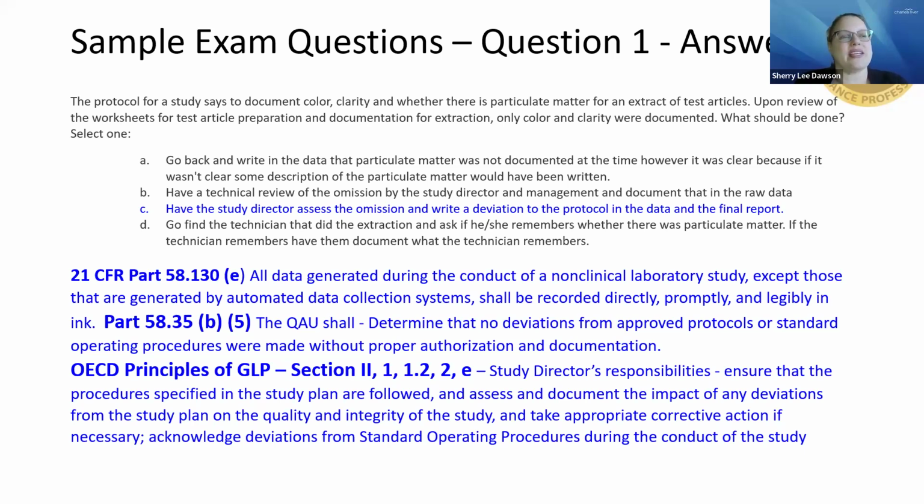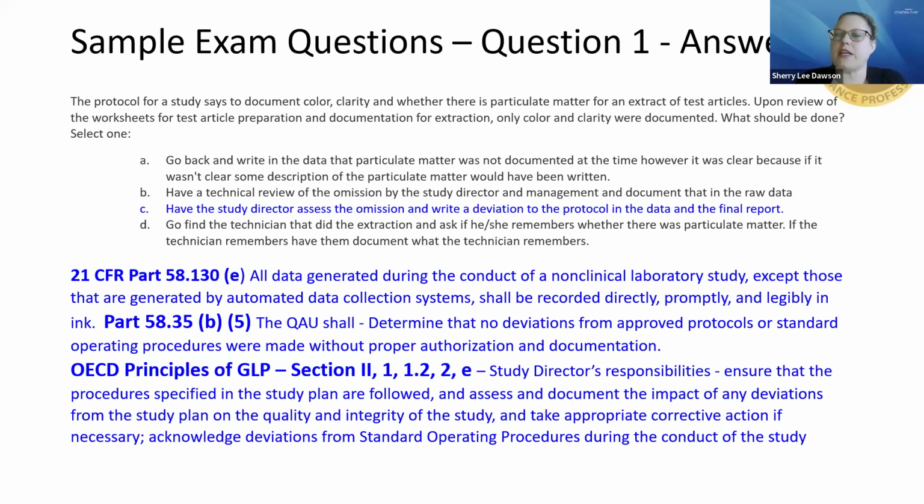Go back and write in the data that particular matter was not documented, however, it was clear. So again, that's making assumptions. And if it wasn't documented, it didn't happen. So you can't go back unless you have supporting data to conclude. So having a technical review of the omission by the study director and management and documenting that in the raw data, that's part of it. But since the protocol required it, then it's definitely a deviation if it didn't happen.